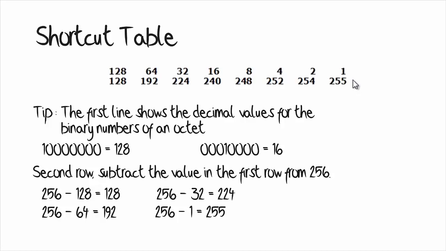So you only need to remember the top values, and then it's fairly simple to work out the values in the second line. A lot of people just memorize the entire table for speed and efficiency. But once again, write this table out before attempting any binary question.